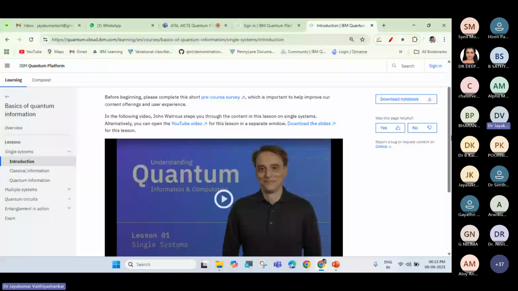Either you can go for video or either you can go for slides or either you can download notebook. So this is the Python Jupyter notebook. So whatever you are preferable, you can go with all this stuff.